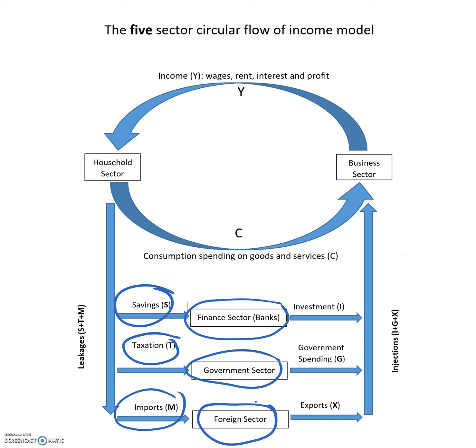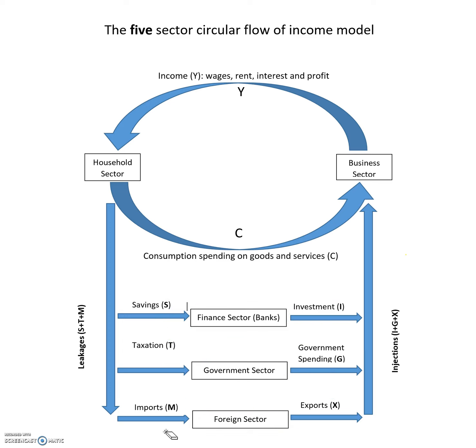Every sector has an offsetting injection. So the offsetting injection for savings is investment. Now, investment is when businesses borrow pooled savings. Government spending is offsetting taxes, that's the government sector, and exports offset imports. So now we've got our 5 sectors.